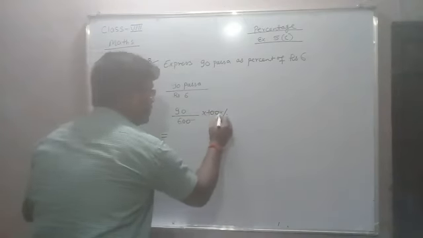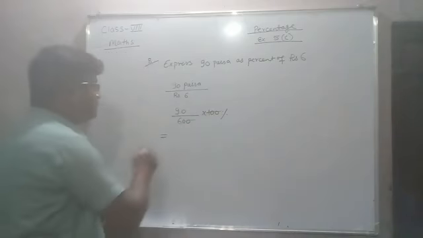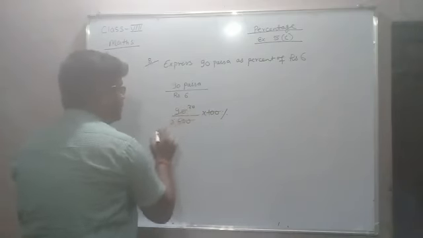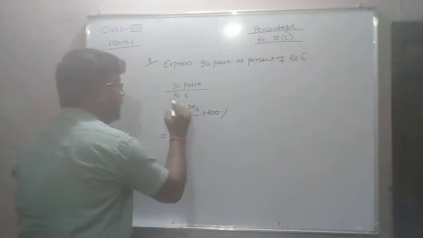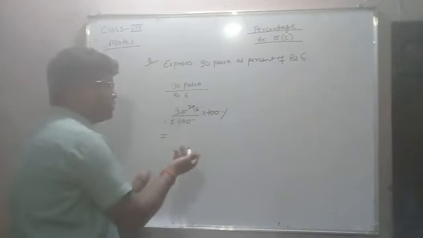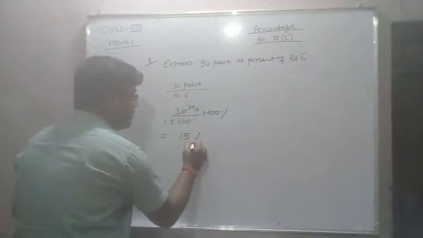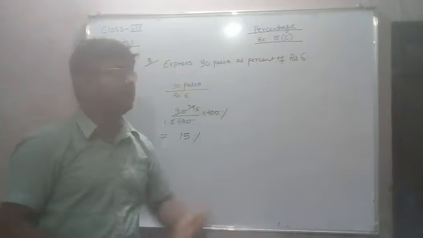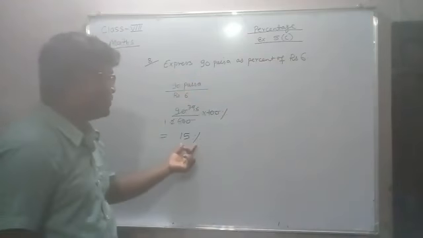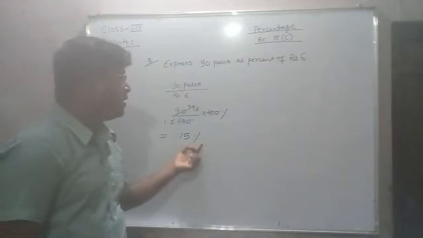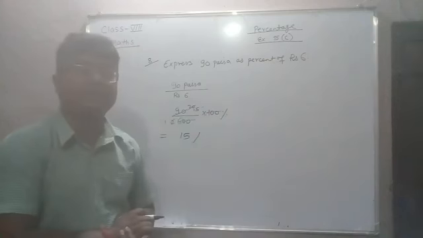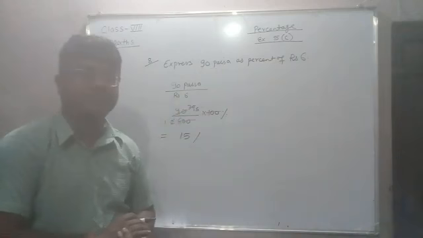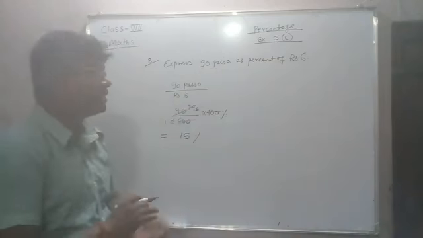So 2 zeros I will cut with 100. Now how much? 3 2s are 6, 3 30s are 90, 2 1s are 2, 15s are 30. Directly also you can cut, or just divide, and that is your 15%. So 90 paisa expressed as percentage of ₹6 is 15%. 15% of ₹6 is actually your 90 paisa. I hope this question is clear for you.